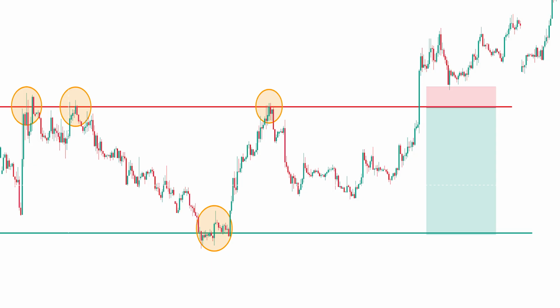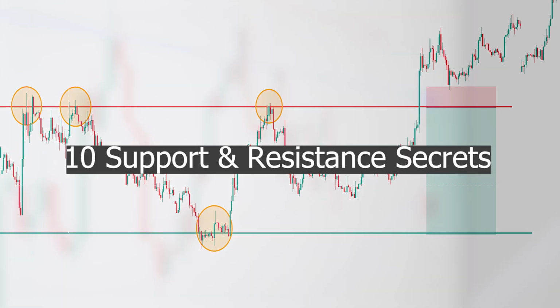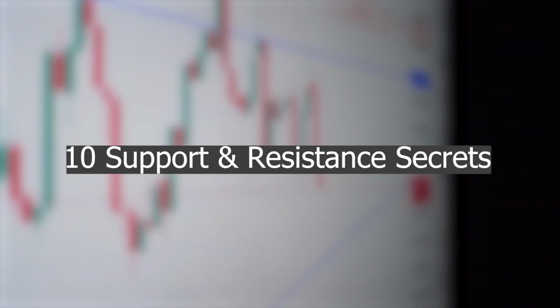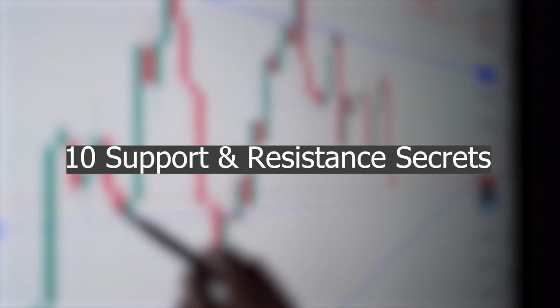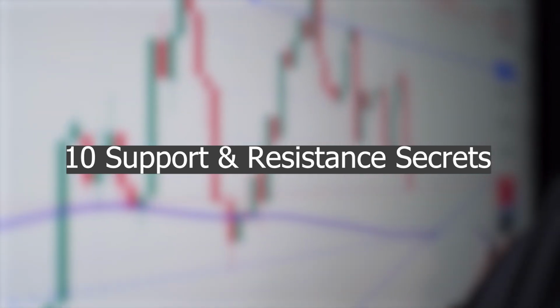They see support and resistance, but they don't truly understand it. So what happens? Price moves straight through the level they drew. Their stop gets hit, and the market runs in the opposite direction. Frustrating, right? In this video, you'll learn 10 powerful support and resistance insights used in real price action trading.